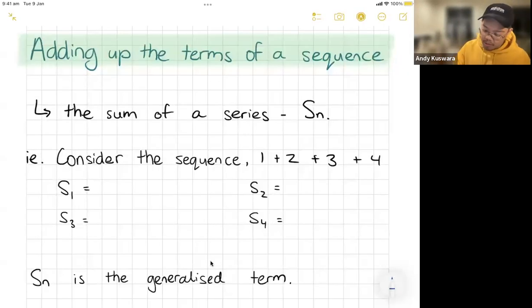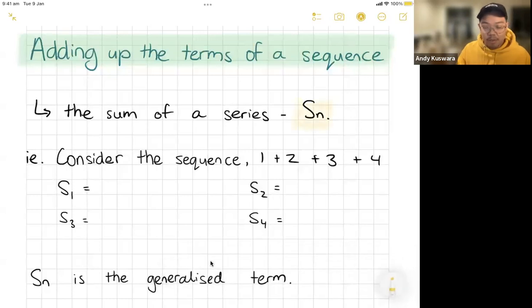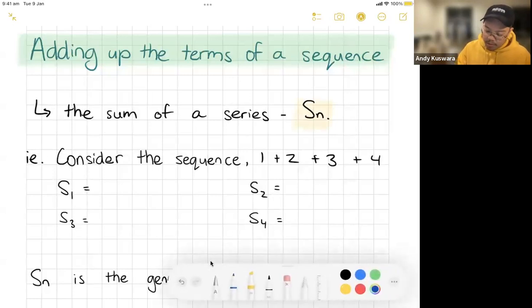We've got a lesson today on adding up the terms of a sequence. Think of this as an introductory lesson. We're summing a series, and we often shorten it by saying SN. So we have TN, which represents the nth term. Now we have SN, which represents the sum of the terms. Keeping it simple so you can see what I'm talking about.